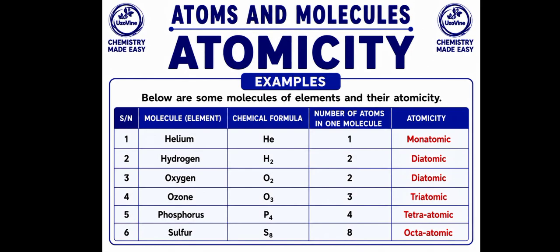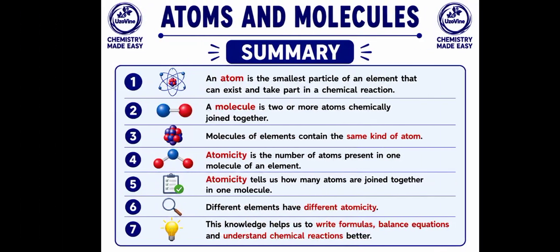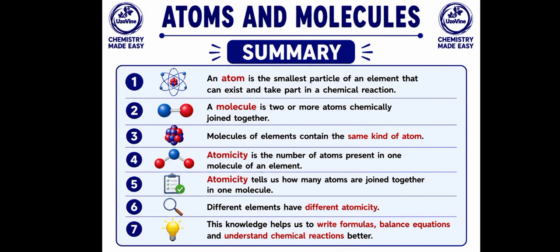Now let's look at the summary of what we've learned so far. We said an atom is the smallest particle of an element that can exist and take part in a chemical reaction. A molecule is 2 or more atoms chemically joined together. Molecules of elements contain the same kind of atom. I also said atomicity is the number of atoms present in one molecule of an element, and it tells us how many atoms are joined together in one molecule, like we saw in the last slide.